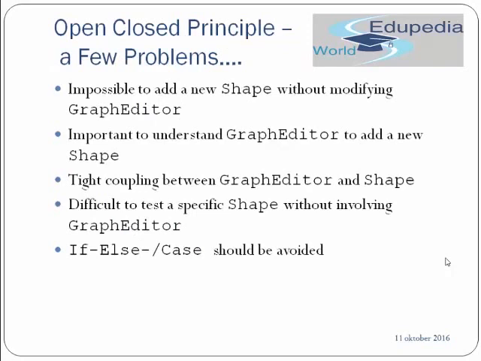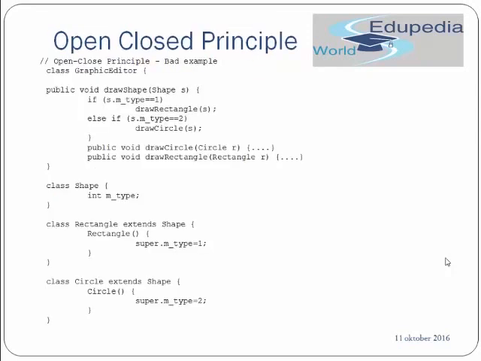Impossible to add a new shape, obviously, because if you want to add a new shape, you need to modify the graphic editor class. You need to write one condition over here and then call a new method over here. Then you also need to create a class, and in the constructor we have to write super, with type equals 3 and so on. So there are a lot of changes we need to do, and we need to make changes in graphic editor.